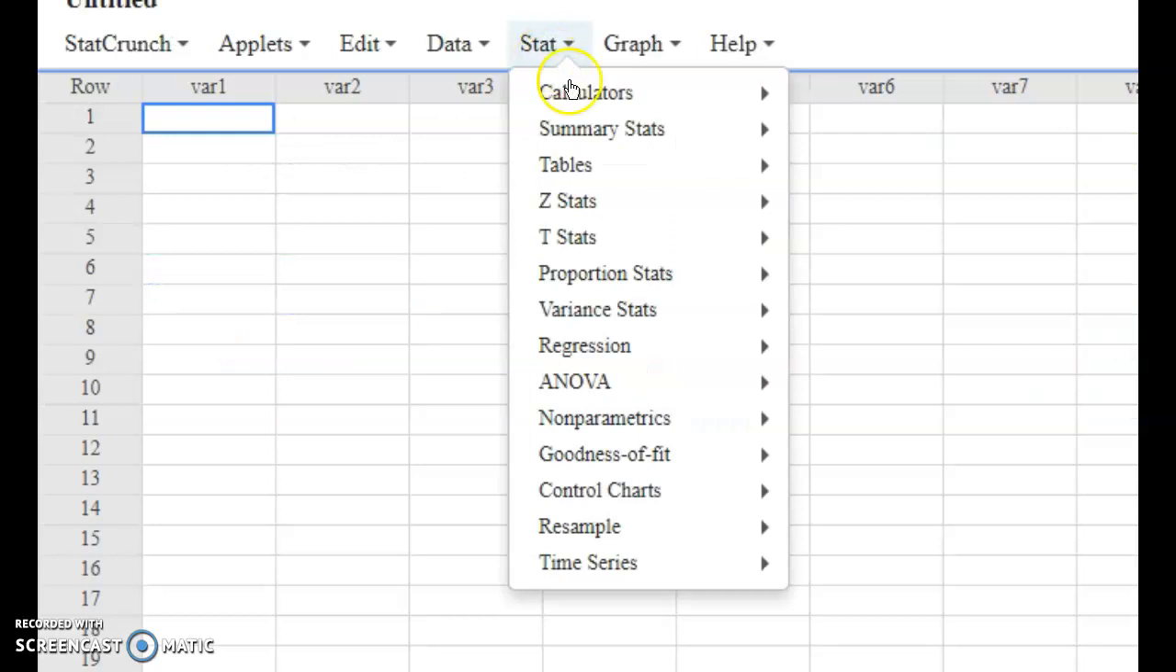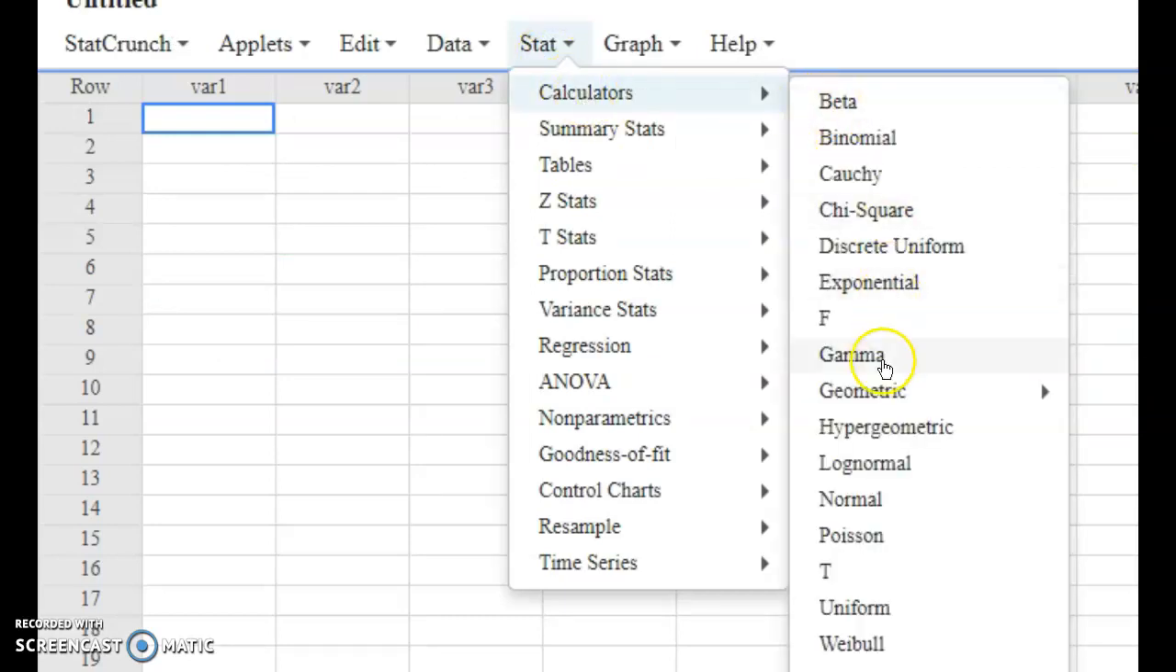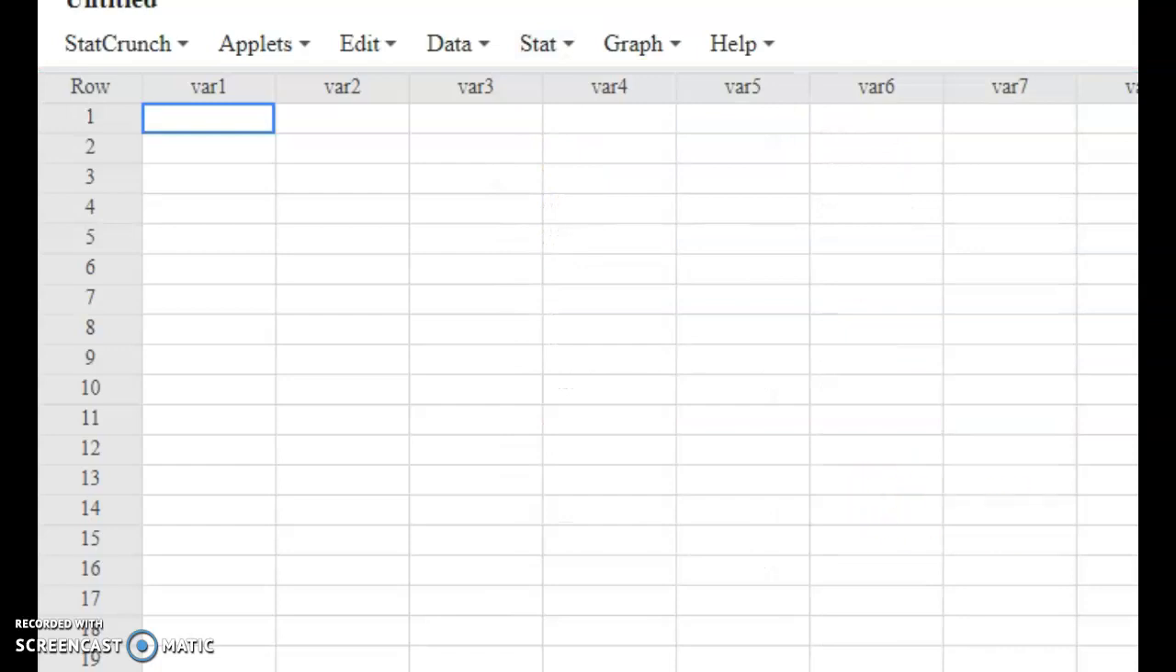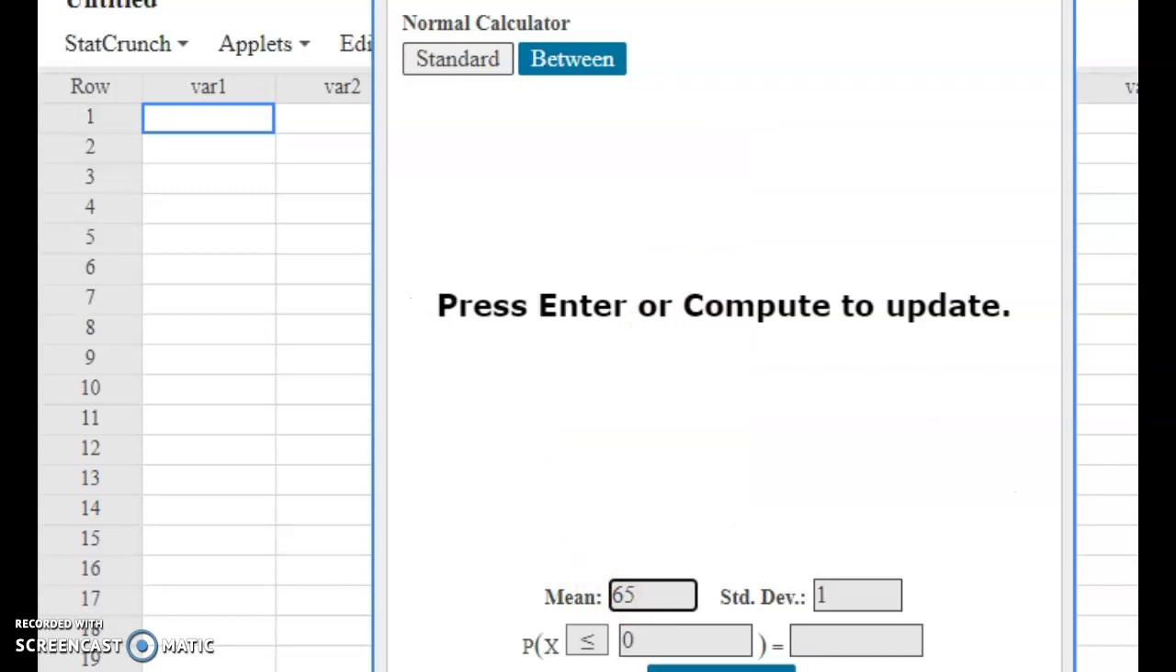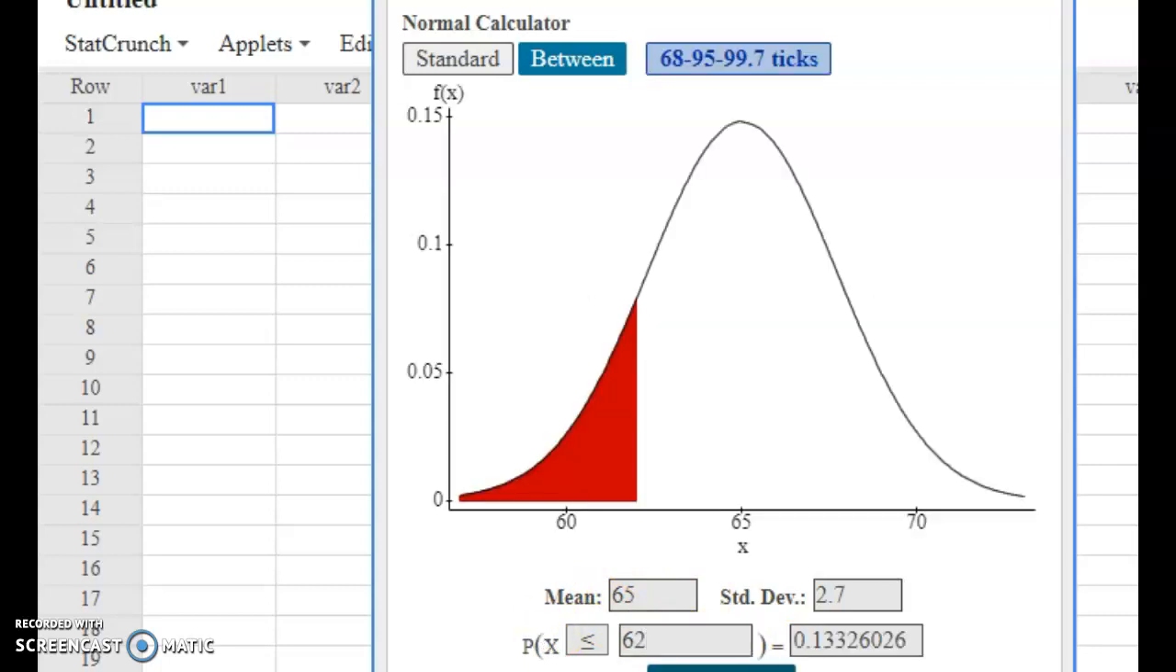On StatCrunch, we're going to go to Stat, Calculators, Normal, just like we said before. We're going to look at Standard. We're going to enter our mean of 65, our standard deviation of 2.7, and we're looking to the left side of 62. When we hit compute, we're going to see the image over here, and we can verify that we did it correctly. And again, the answer is 0.1333, same thing we got on our calculator.